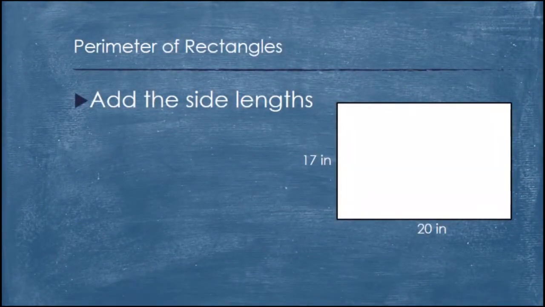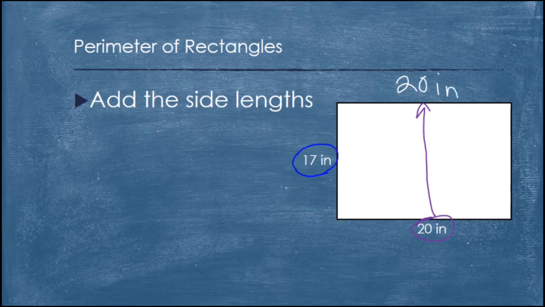Now we're going to go ahead and find the perimeter of rectangles. So all we do is add up our side lengths. And so in this rectangle to the right, we're given our length is 20 inches, our width is 17. And what we're going to do to make this easier is to write out all of the side lengths. So if we look at 20 inches here, our opposite side is going to be 20 inches. And when we look at the 17 inches, the opposite side is going to be 17 inches.